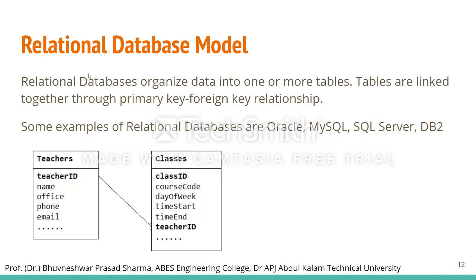This is called relational. So relational databases are organized with one or more tables. Tables are linked together using primary key, foreign key relationships. Some popular relational databases are Oracle, MySQL, SQL Server, DB2, and many others. This is the main database generally used in the market. Today we also have NoSQL, like MongoDB, which is not based on the relational model but on the document model, but we'll discuss that in later videos.